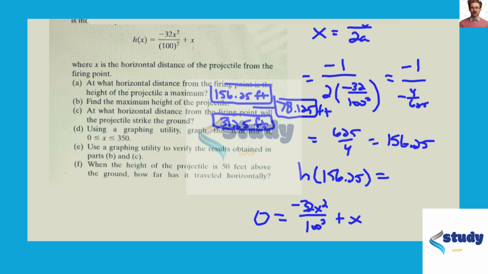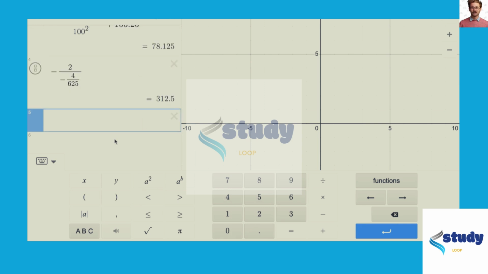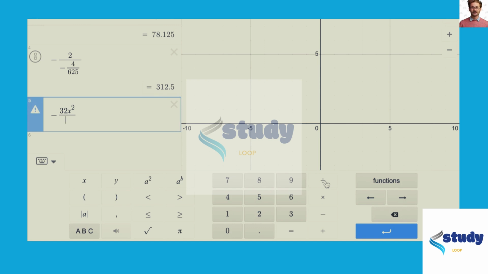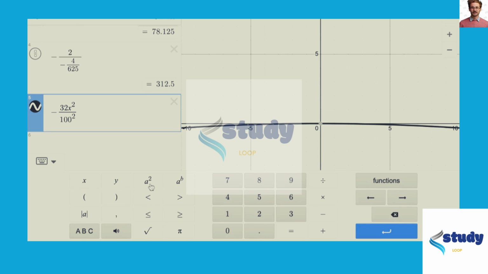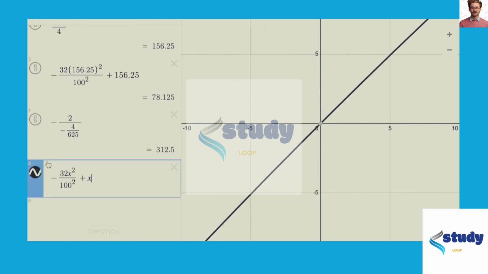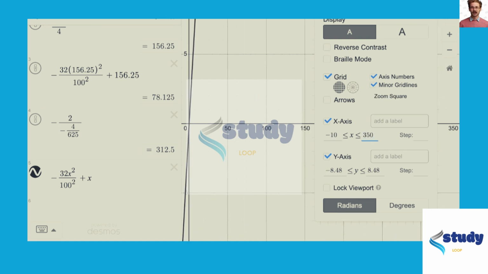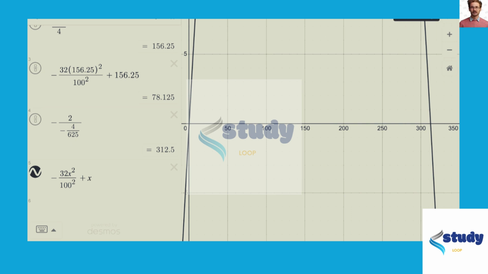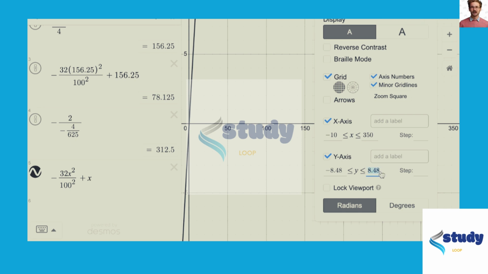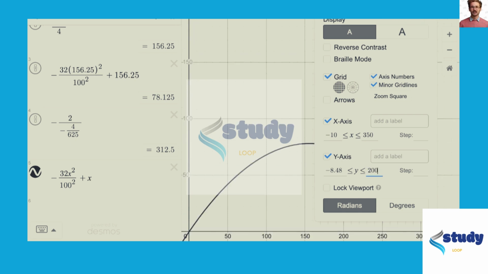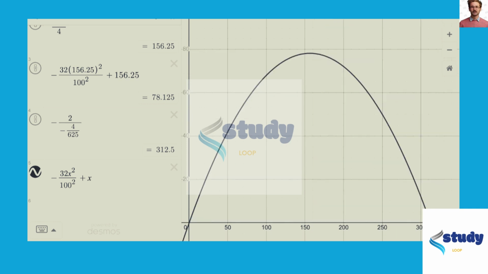For C. Now if we actually graph this function, negative 32x squared over 100 squared plus x, and we want to graph it to at least 350. So let me change my x to go to 350. And we'll have to change our y's. I think maybe I'll go to 200. Yeah, that's plenty. Actually, 100 will look nice for the y's. So to verify, that's D.